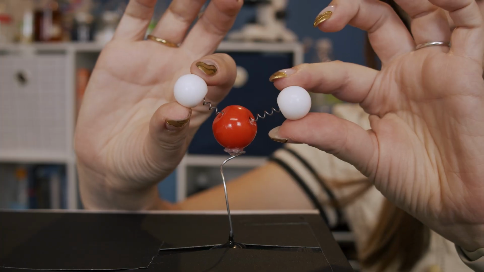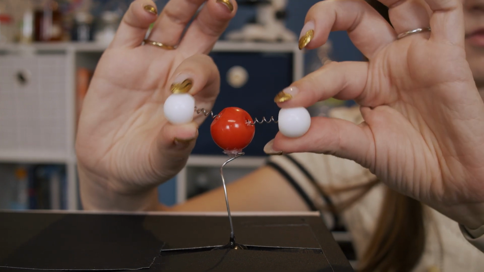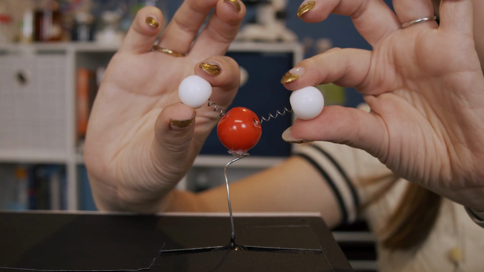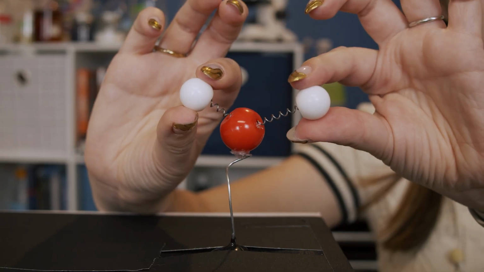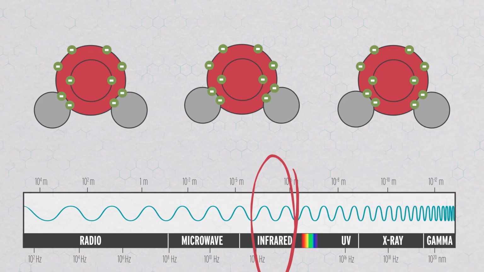These hydrogens can move out and in. These bonds can bend up and down. And there's also an asymmetrical bend where one goes out and one comes in. So we kind of get something like that. As an individual molecule, these bonds can absorb light in the infrared range, which we can't see.